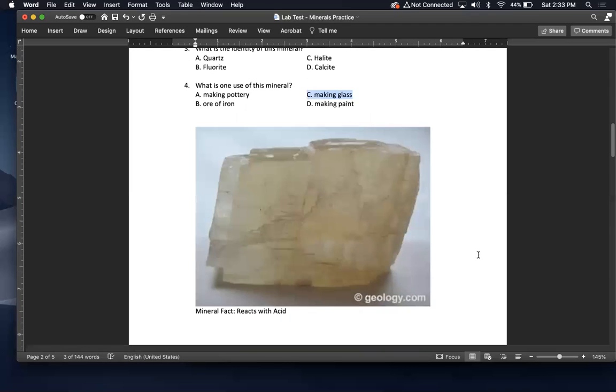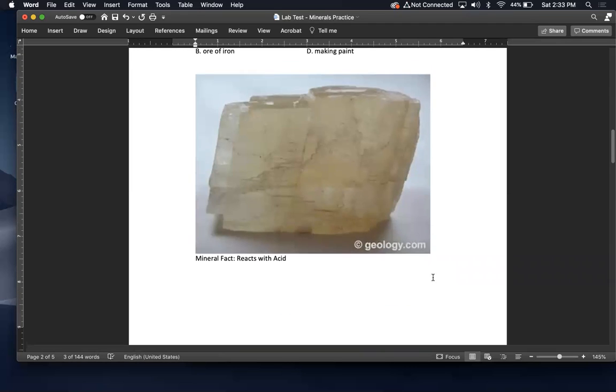So I want to do another one with you. This is a new picture, and we're going to use the same three charts to figure out what this one is. Again, I want you to look at it and say, does this have a metallic or non-metallic luster? And again, does it look like stainless steel or gold or silver or brass?